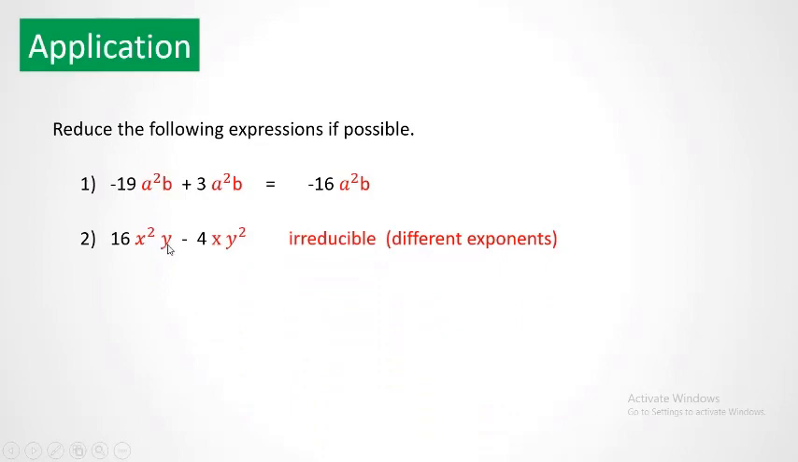16x squared y minus 4x y squared. These two monomials are irreducible since they have different exponents.